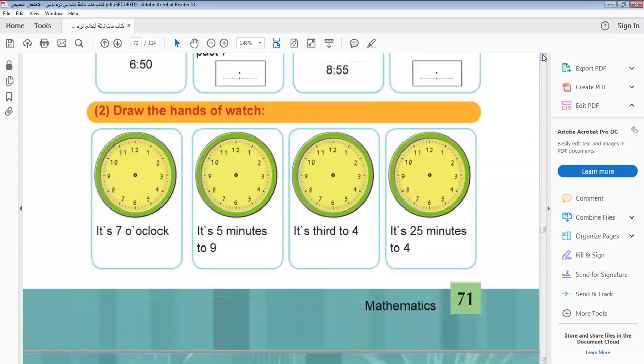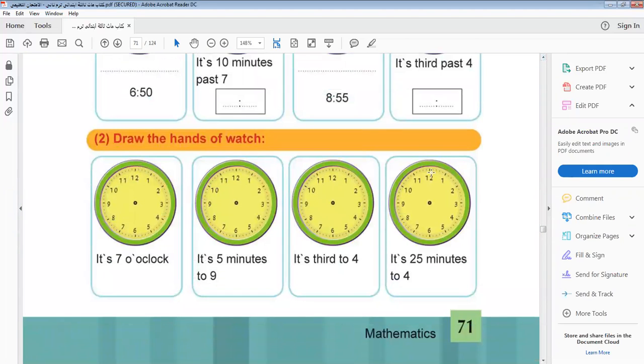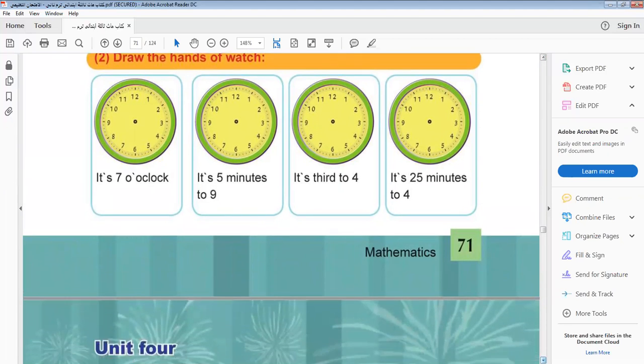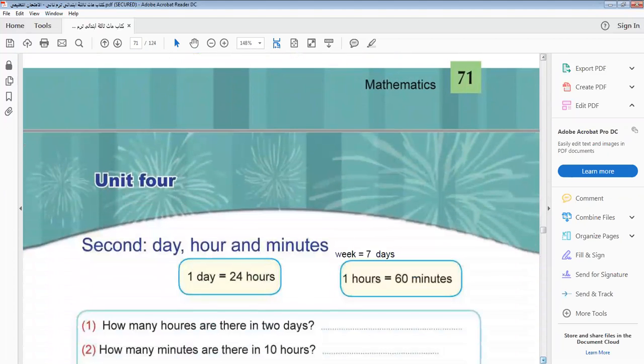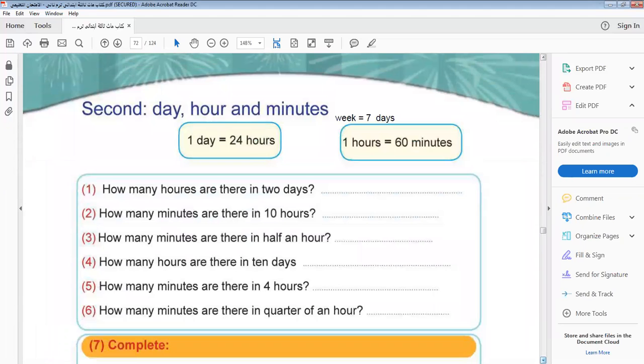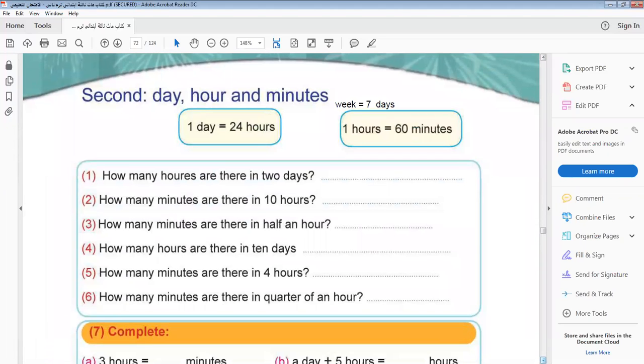If you have a clock like this, you can see you have here 5 minutes. This little period of time is called a minute. And the minute is 60 seconds. The second is a very little time, it's very small. So you have here an hour. 1 hour is 60 minutes.